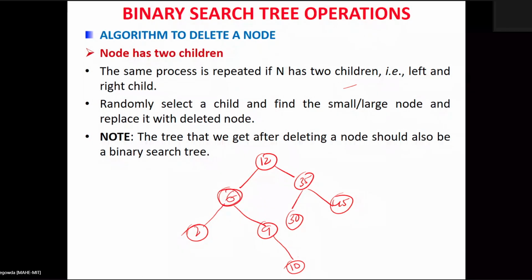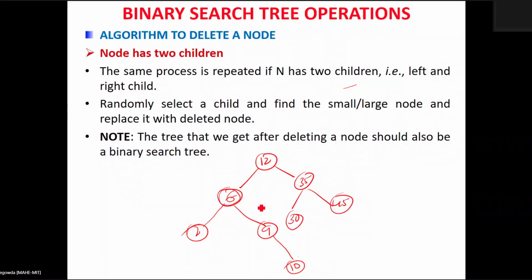If you look at this 6, the resultant tree after deleting the node 7 is again going to satisfy the binary search tree properties. This is the point you're supposed to remember: the tree that we get after deleting a node should also be a binary search tree. For that purpose, we are going to perform those two operations.